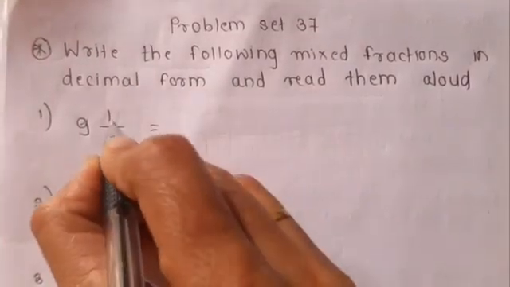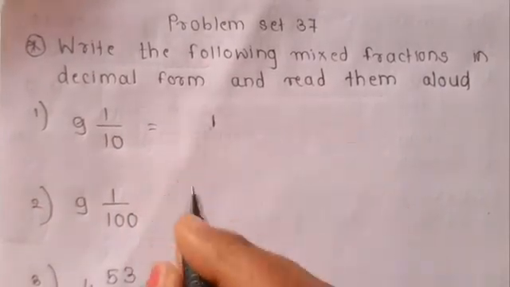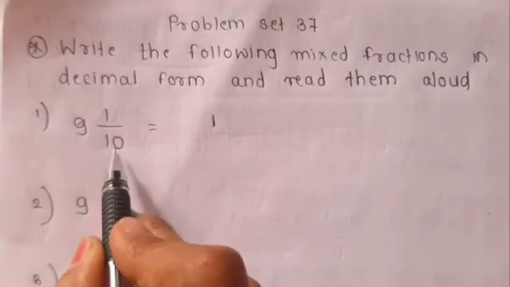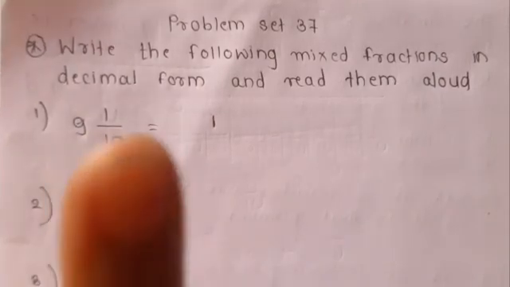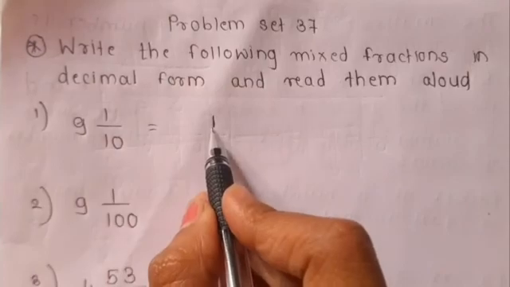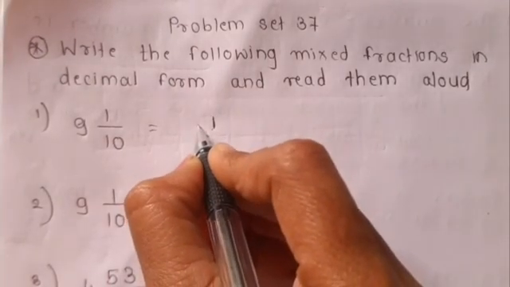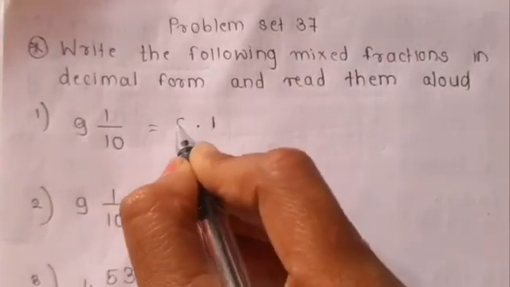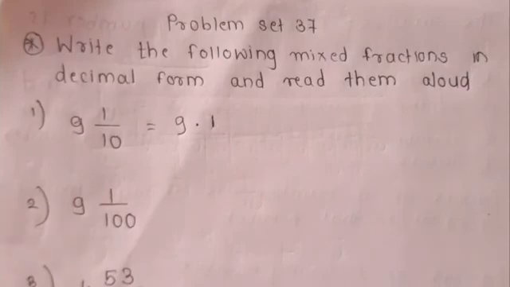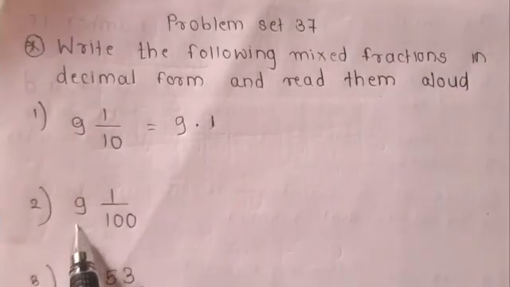Here first you will write 1. Okay. After 1, how many zeros are there down in the denominator? 10 means 1 zero. So how will we write? There is 1 zero. You leave one digit and after it put the point. And 9 is the whole number, so 9.1.